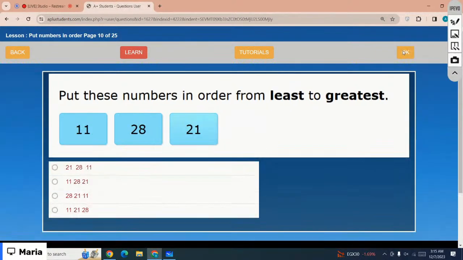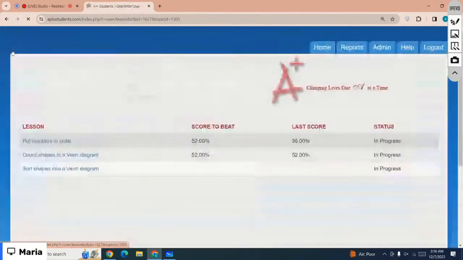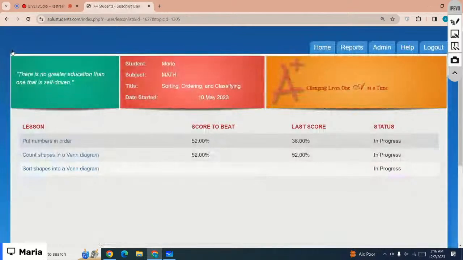Okay, you can complete the lesson by yourself later today. Let's just move on to the next lesson. And the next lesson is count shapes in a Venn diagram.